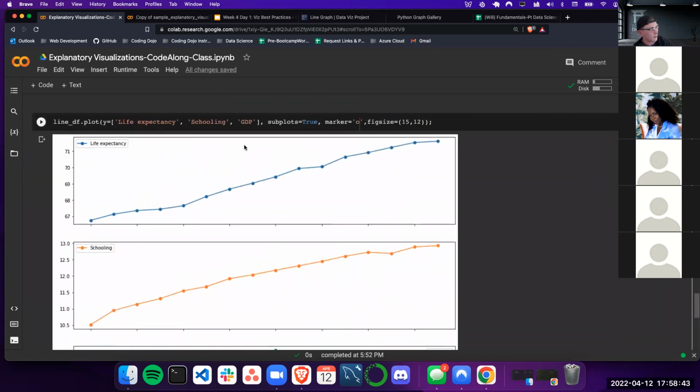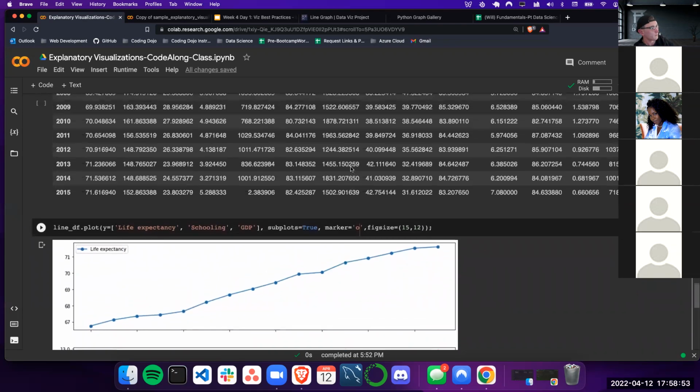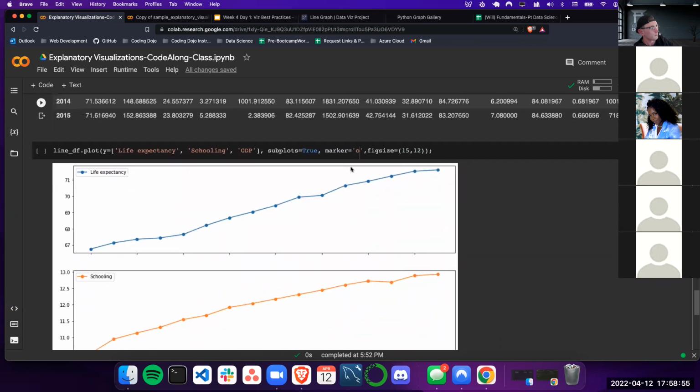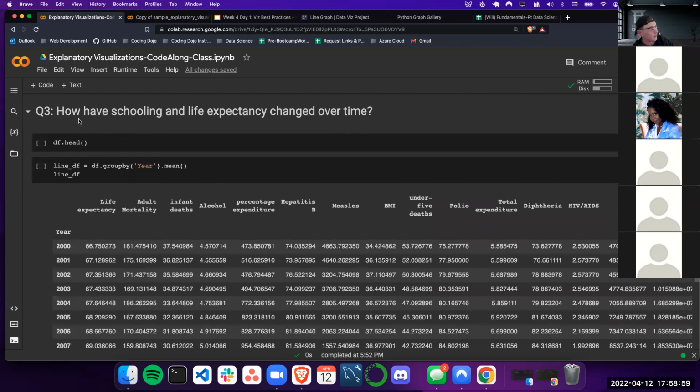Like, how could this be fixed? Is this supposed to compare? I'm looking at this and thinking it's really hard to compare between the three because you have to constantly be comparing them by scrolling down. So yeah, the question is just how have schooling and life expectancy changed over time?